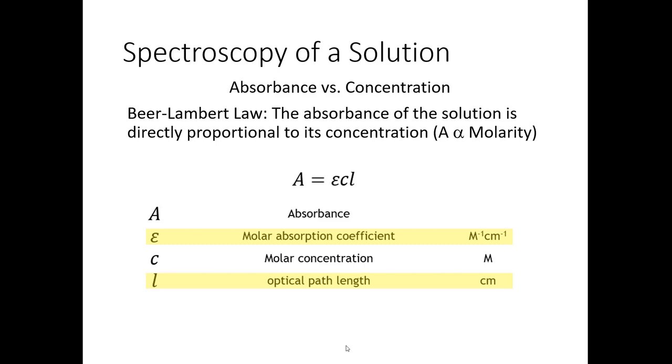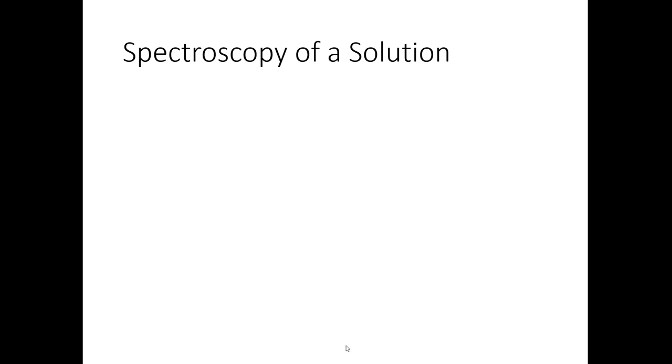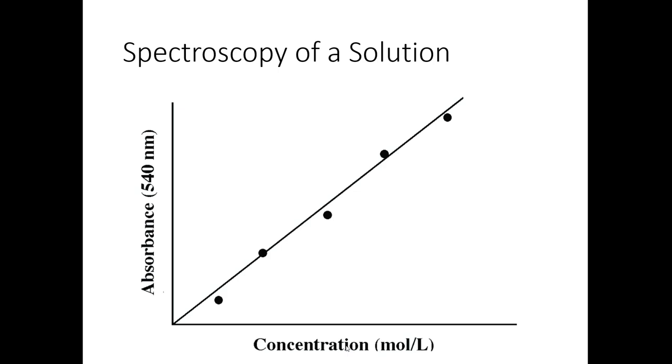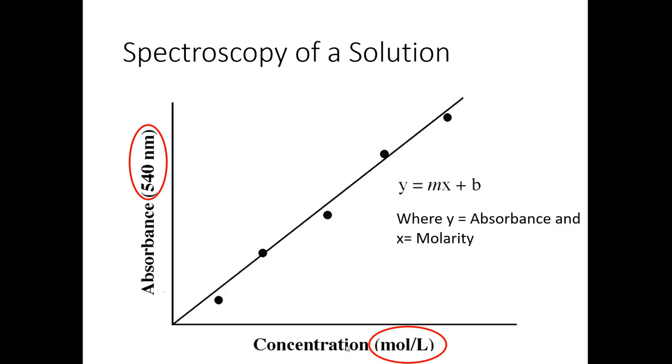So let's say that we had done an experiment with a previous substance. Notice that we plot the absorbance on the y-axis, the concentration on the x-axis. Very important, we need to indicate what is the wavelength at which we are carrying out the experiment, and also what are the units of concentration that we are using. Notice that the data points, as predicted by the Beer-Lambert law, fall along a straight line, and of course we know from algebra that the equation for a straight line is y equals mx plus b. In this case, y would be the absorbance, x would be the molarity.